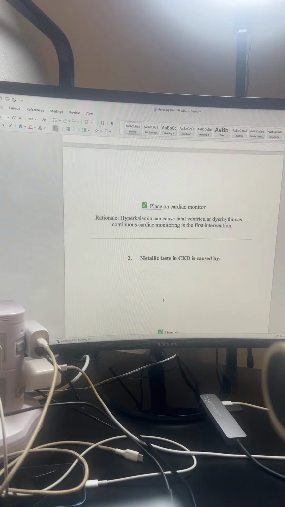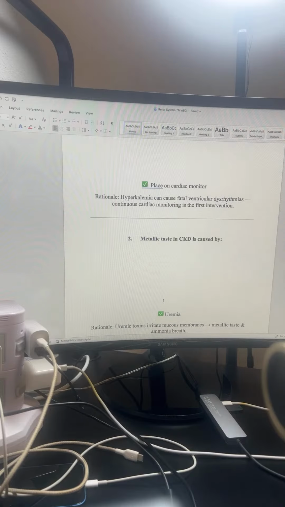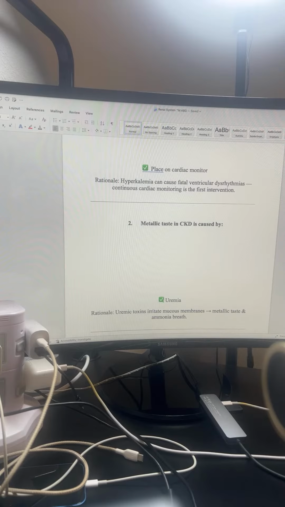Accumulation of waste product. Anemia, no, it's going to be the buildup of uremia. So the patient is actually uremic, so they tend to have that metallic taste. They're not able to excrete anything. So uremic toxins irritate mucous membranes. A lot of times they have the metallic taste and the ammonia breath. The stuff the kidney is going to filter, yes. The body's not able to excrete, so you're going to have all of that toxin building up, and the patient ends up having that taste in their mouth.